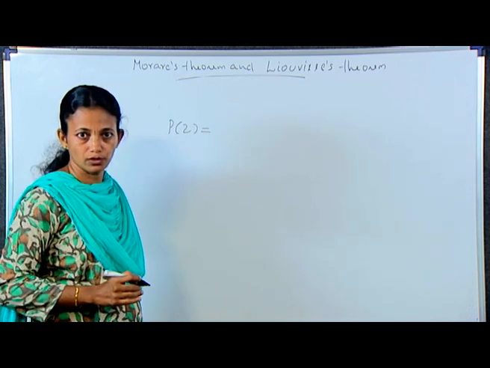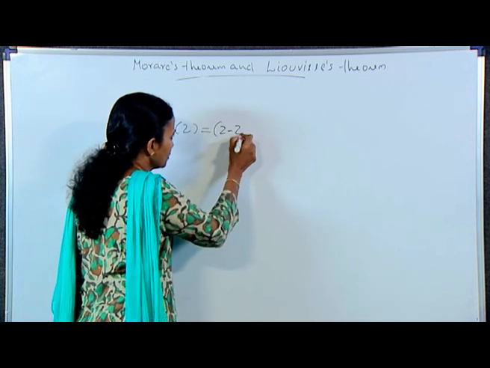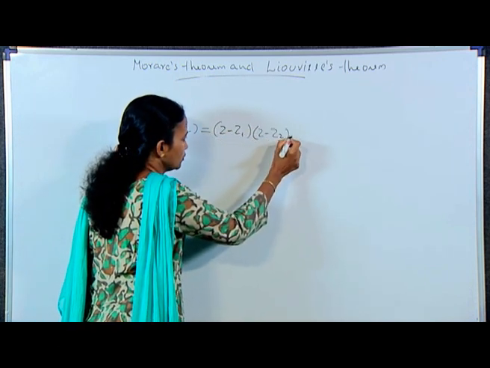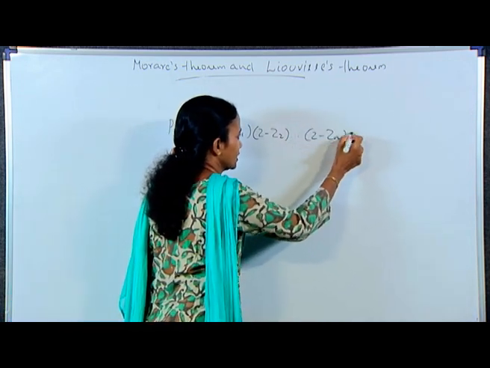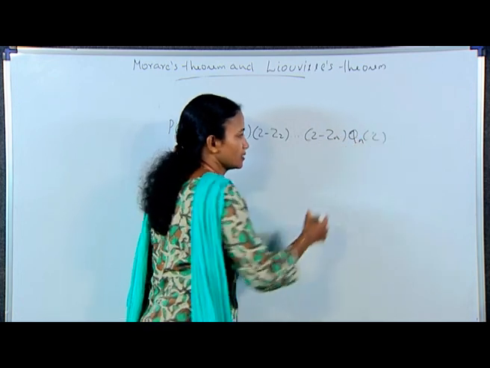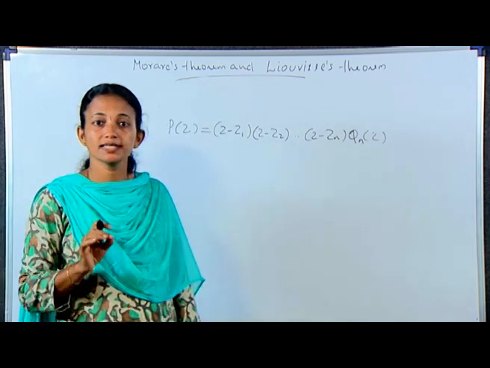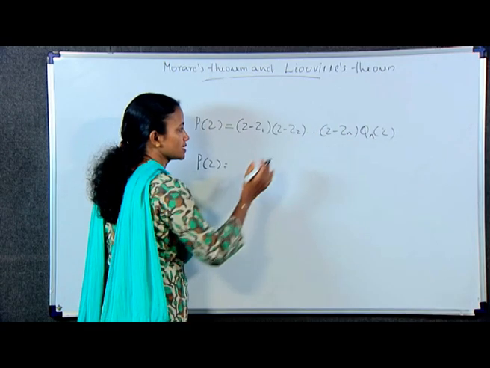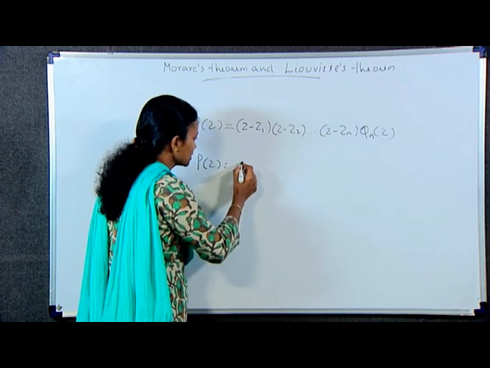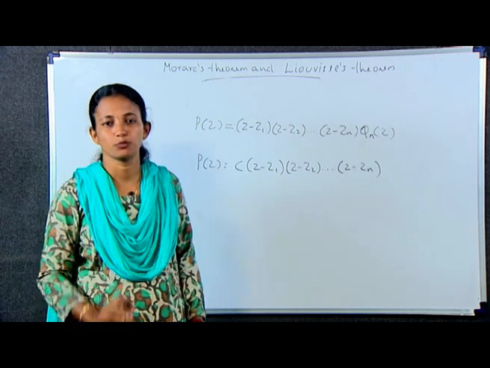And we obtain p of z is equal to z minus z1 into z minus z2 etc. into z minus zn into Qn z, where this Qn z is a constant, say C. Then p of z is equal to C into z minus z1 into z minus z2 etc. z minus zn, and this completes the proof.